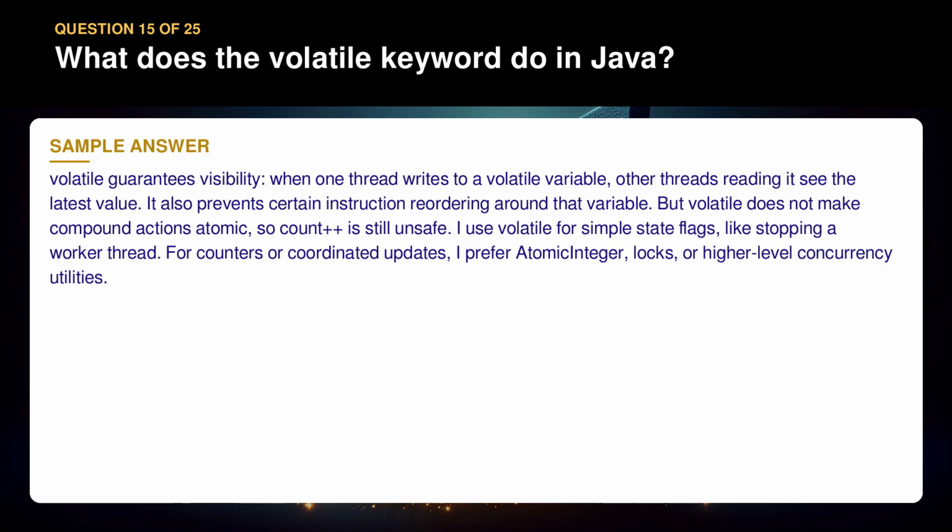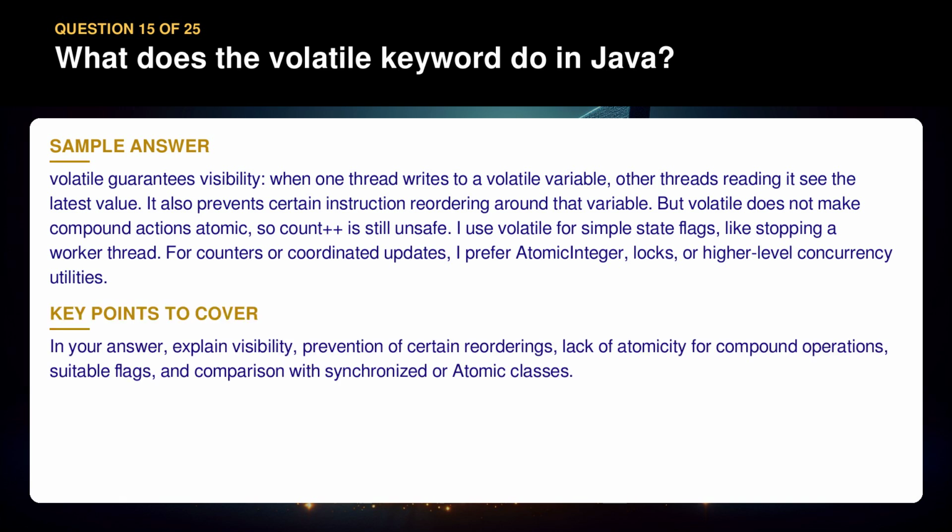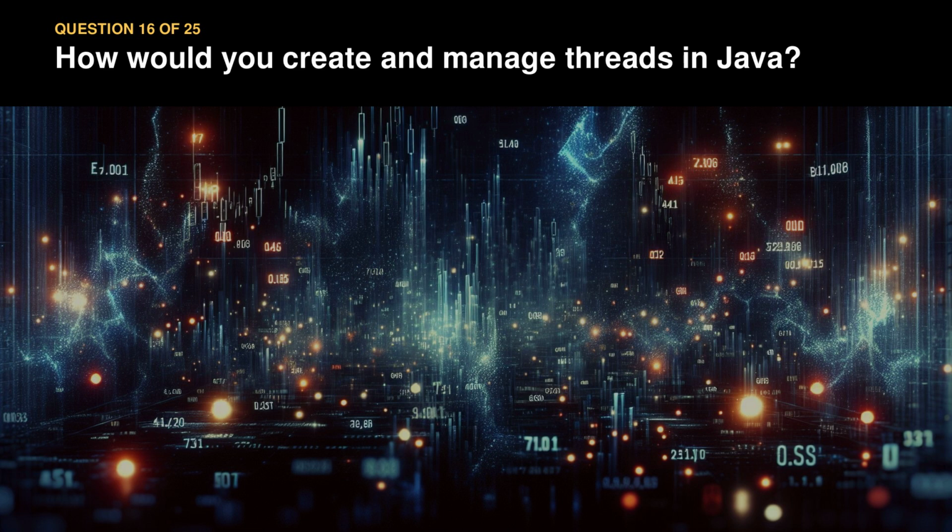Question 15. What does the volatile keyword do in Java? Volatile guarantees visibility. When one thread writes to a volatile variable, other threads reading it see the latest value. It also prevents certain instruction reordering around that variable. But volatile does not make compound actions atomic, so count++ is still unsafe. I use volatile for simple state flags, like stopping a worker thread. For counters or coordinated updates, I prefer AtomicInteger, locks, or higher-level concurrency utilities. In your answer, explain visibility, prevention of certain reorderings, lack of atomicity for compound operations, suitable flags, and comparison with synchronized or atomic classes.